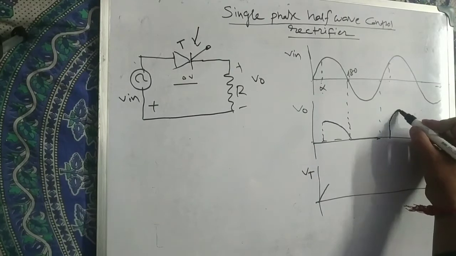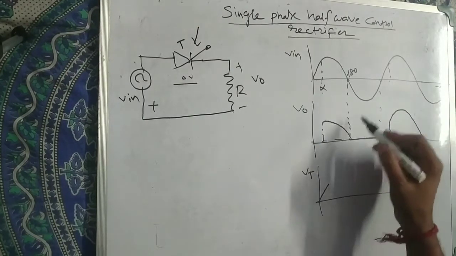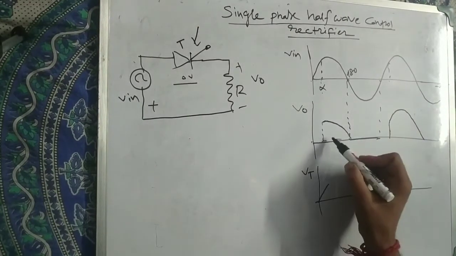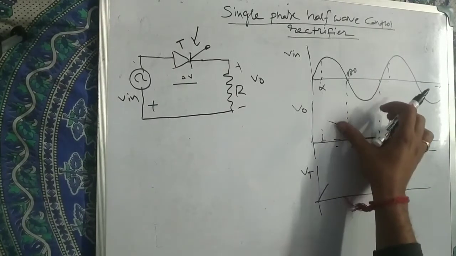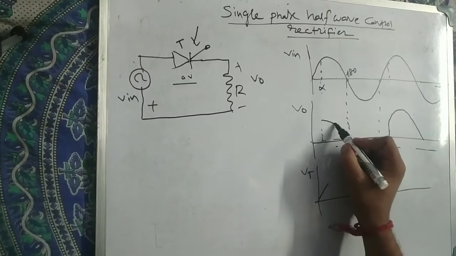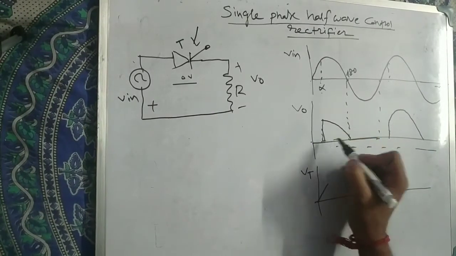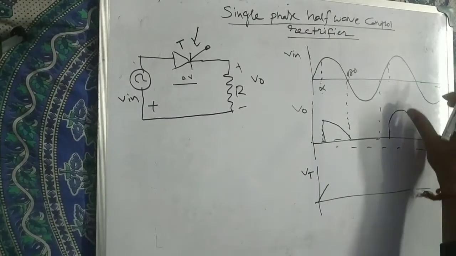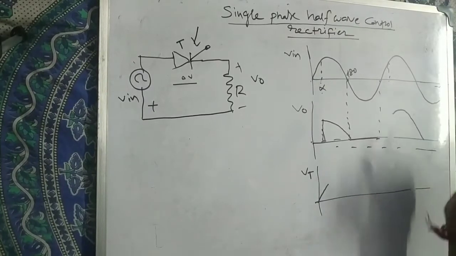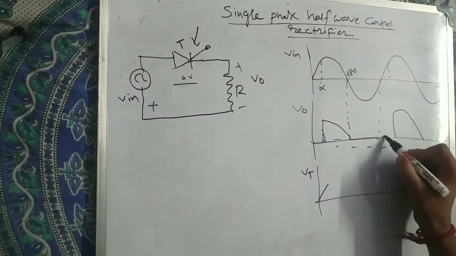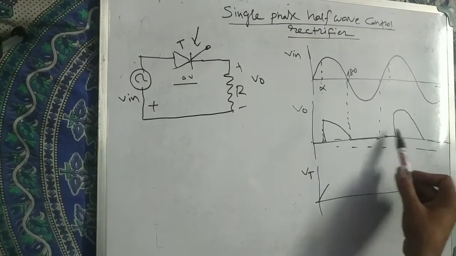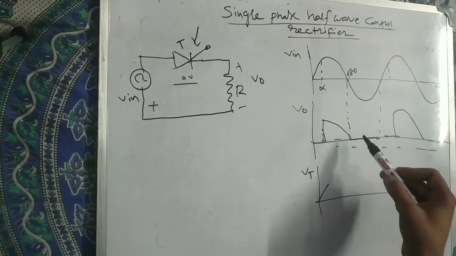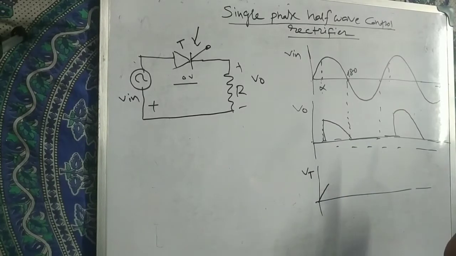Gate pulse at the alpha angle. So the cycle is going on and you will be getting a voltage output like this. Let me draw it clearly. You will get a periodic waveform like this, where we can see that the output is a DC, because it has no negative part.